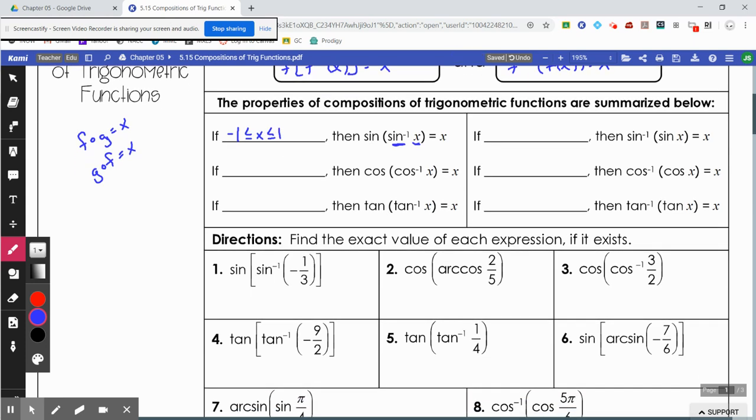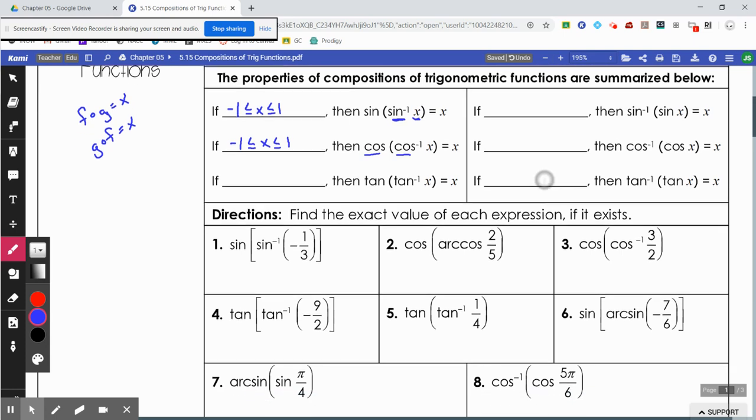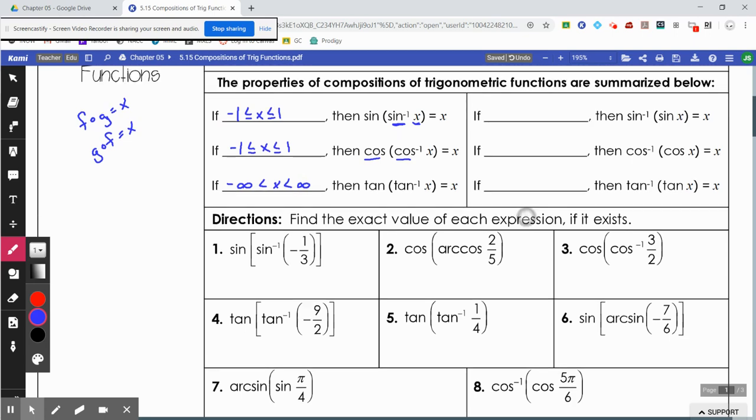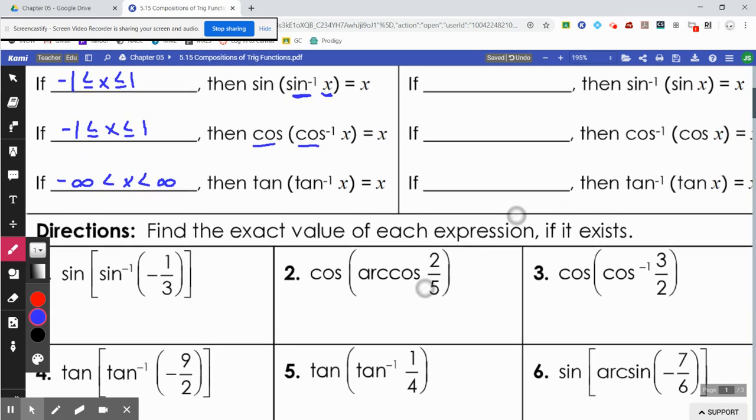And the same thing with inverse cosine, where these two functions, again, are inverses of each other, but we're only going to get the x value back if, again, we're within the restricted domain. Same thing, the tangent of the inverse tangent of x. Those two functions will only cancel each other out if we're within that restricted domain. Now, for tangent, we were between negative and positive infinity there, so we can plug any value in between the two.